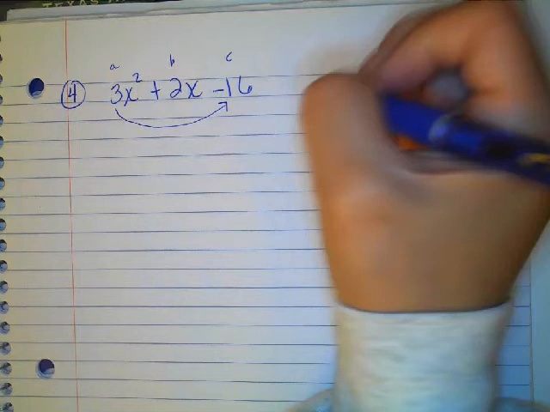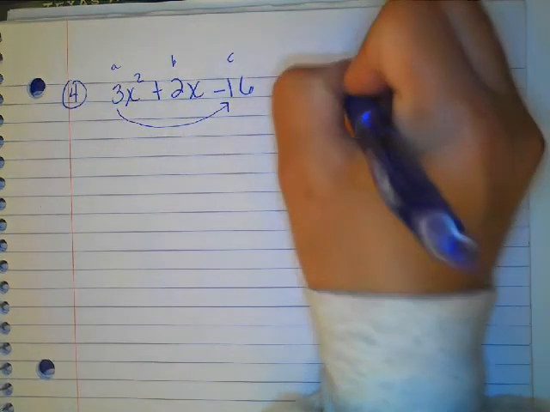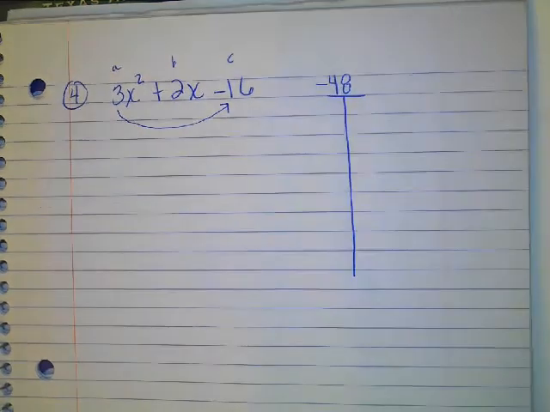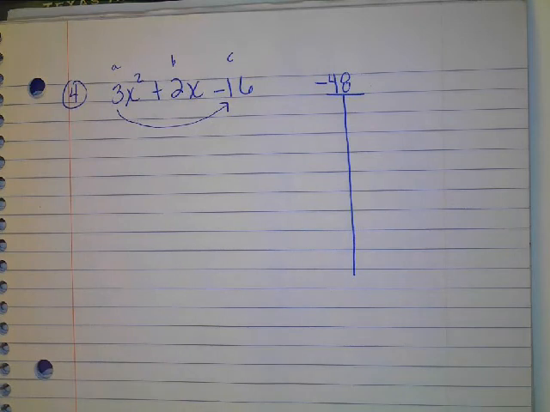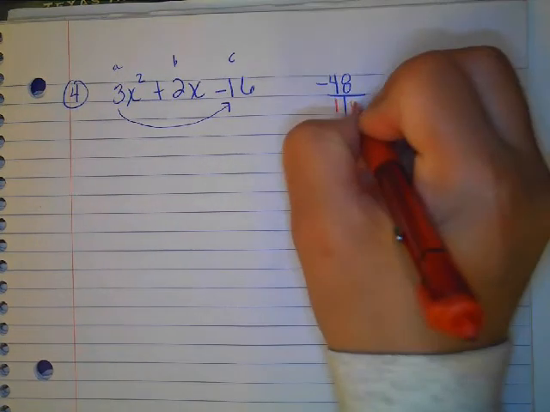I'll do another one. Another divide and slide. This is example 4. 3x squared plus 2x minus 16. A, B, C. Take A, multiply it with C, and you get negative 48. Don't look at the negative, just list all the factors of 48.